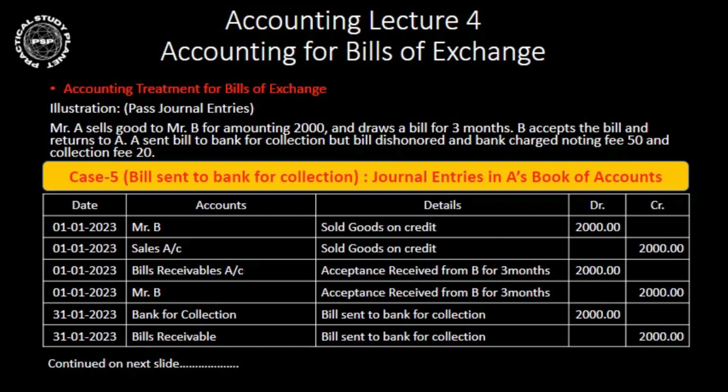In case 5, bill sent to bank for collection. That is also not related to Mr. B, so only A's book account will be written over there. The first two transactions will be the same. The third will be the only change. Bank for collection will be debited and bill receivable will be credited.